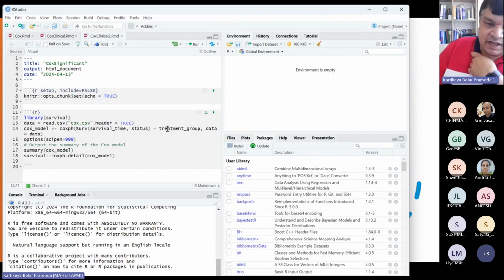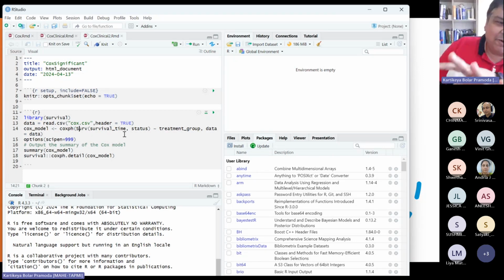Whereas on the independent variable side, that would be the treatment group. And that's it. So this is more or less like a regression equation, where you have a dependent variable which is a combination of time and status, and in the independent variable, you have only the treatment group. I've just taken a very simple example to start with. The treatment group is again a binary variable: if the treatment group is 1, that means they are undergoing that treatment. Otherwise, they are not undergoing that treatment.